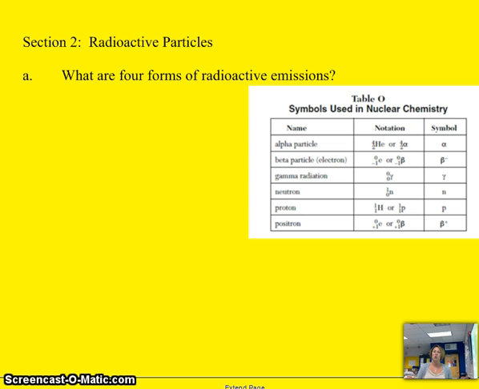Tomorrow in class, we'll talk about different radioactive particles that you've been exposed to a little bit, and we talked about those on Table O.